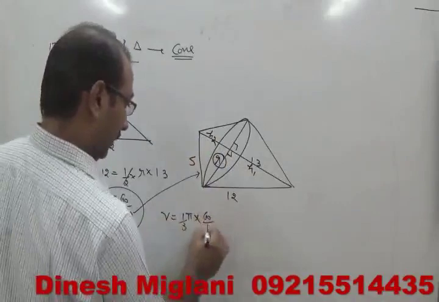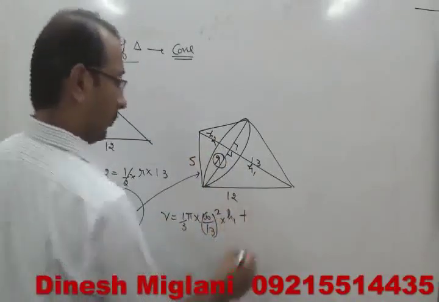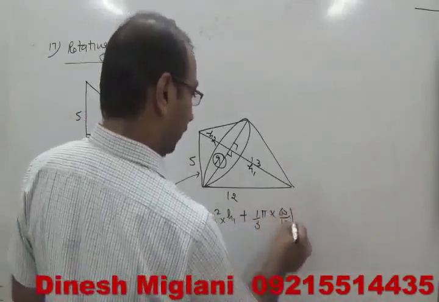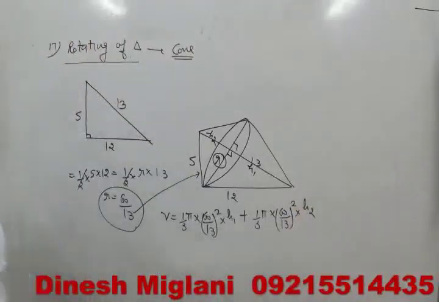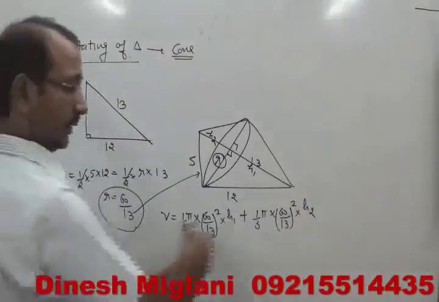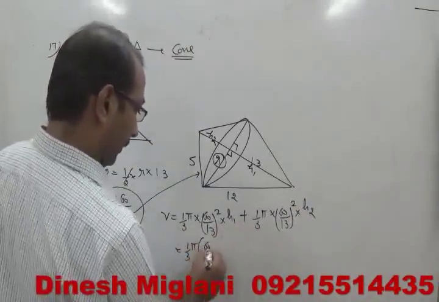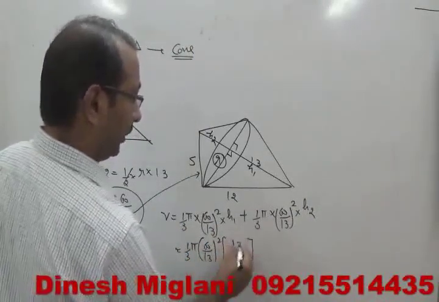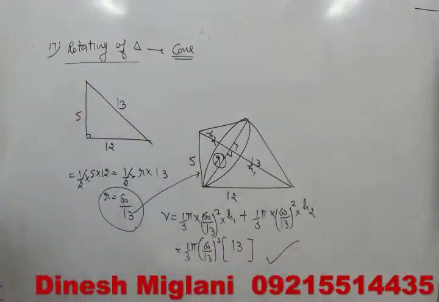R square 60 by 13 square into H1 plus 1 by 3 pi R square 60 by 13 square into H2. Okay, now we know that H1 plus H2 is equal to 13. If I take this section as common, I will be left with 1 by 3 pi 60 by 13 whole square, and inside I get H1 plus H2, that is equal to 13. That's my answer. You have to just solve it now and we are in a position to get our answer.